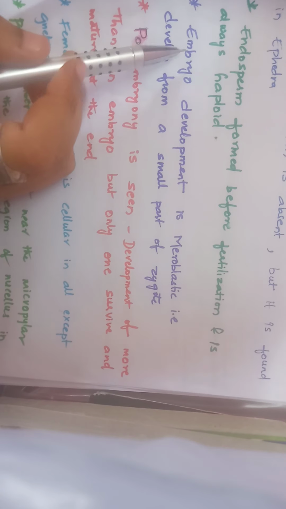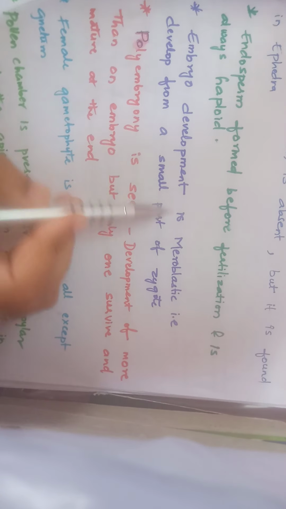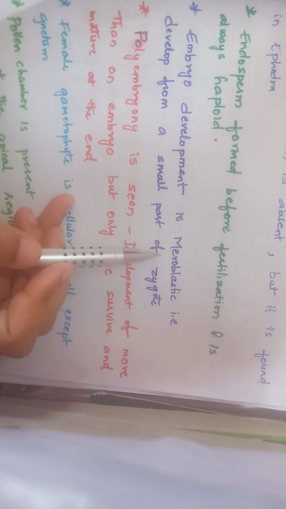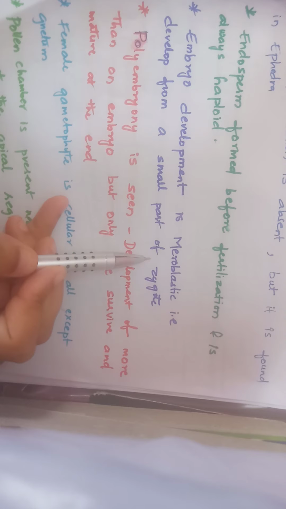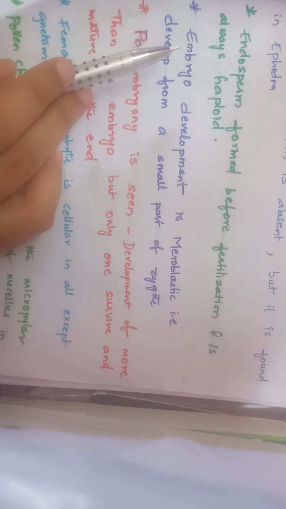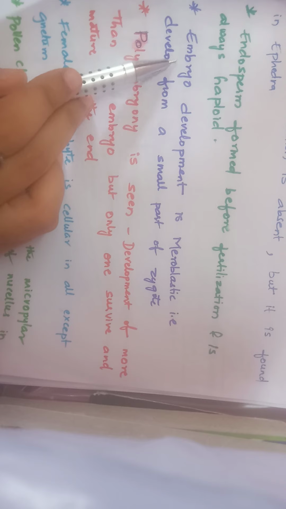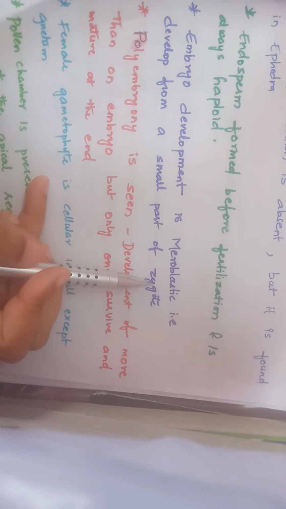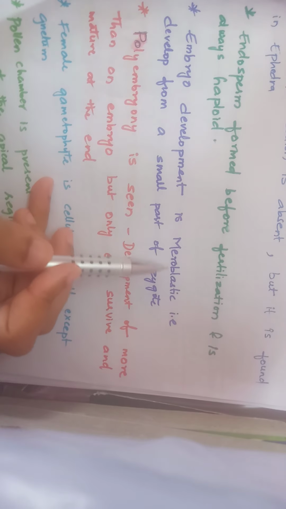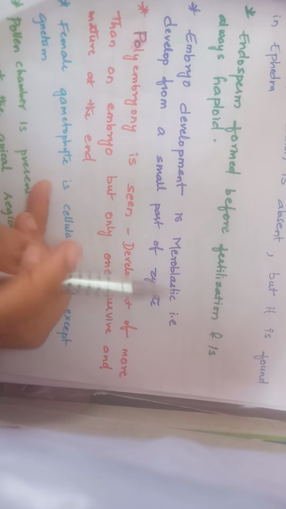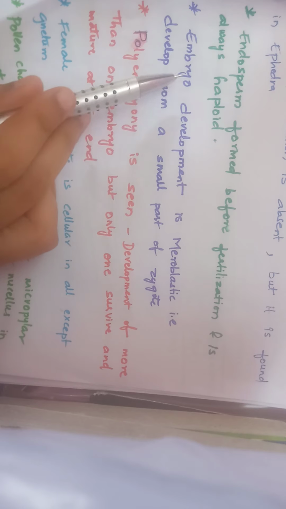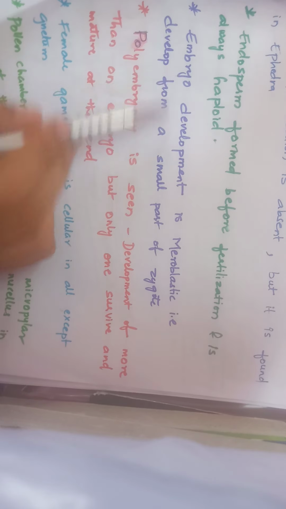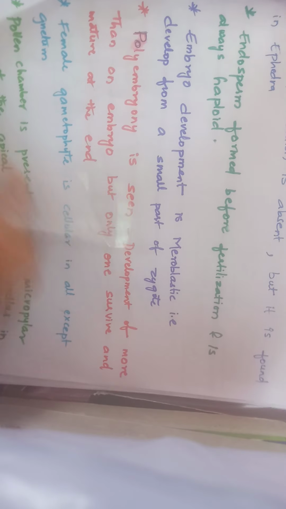Then the embryo development here is meroblastic. As a result of the fertilization, we get the zygote. That zygote divides and gives rise to the embryo. How does the development of the embryo take place? It is by meroblastic development. Meroblastic means that only a small part of the zygote develops into the embryo. This type of development of the embryo is known as meroblastic development.